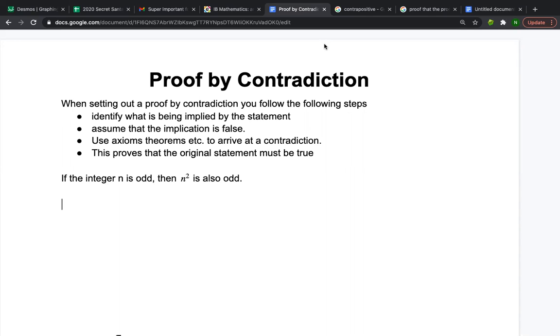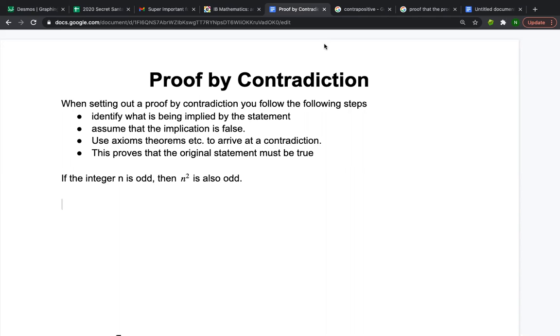So then you're trying to come up with a contradiction, and then that proves that the original statement must be true. So basically, if you assume that both parts are false, and then you end up with something that's impossible, then it shows that it can't be false.